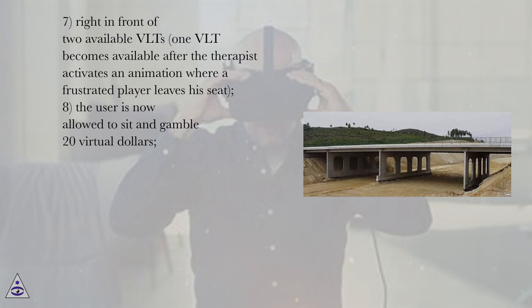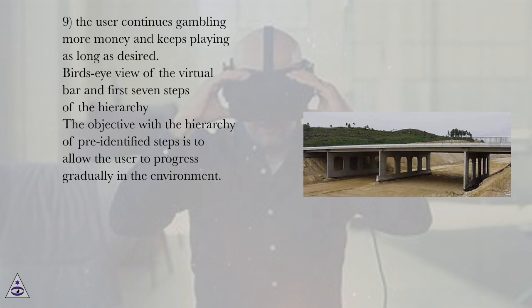1 VLT becomes available after the therapist activates an animation where a frustrated player leaves his seat. 8. The user is now allowed to sit and gamble 20 virtual dollars. 9. The user continues gambling more money and keeps playing as long as desired. Bird's eye view of the virtual bar and first 7 steps of the hierarchy.